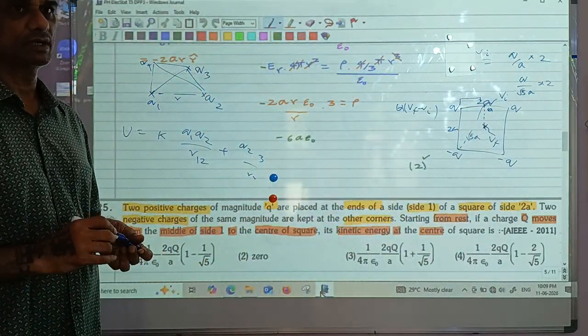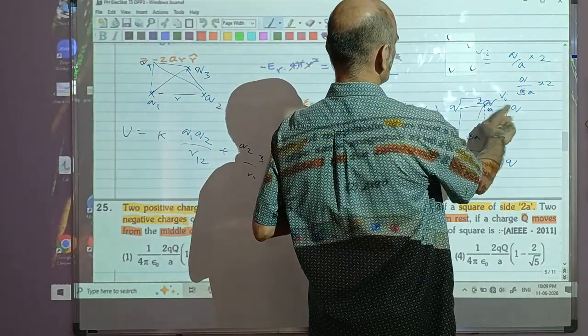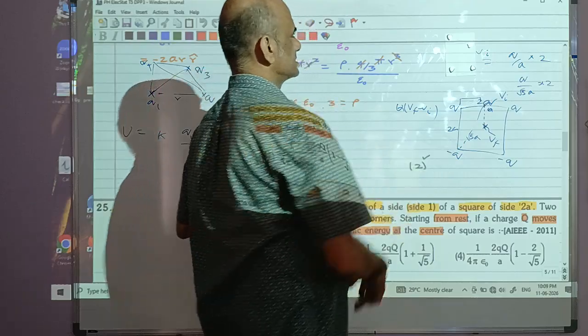Potential is K into Q by R, no? K is there. So Q by R will be Q by A twice, into the Q by this distance, minus actually.